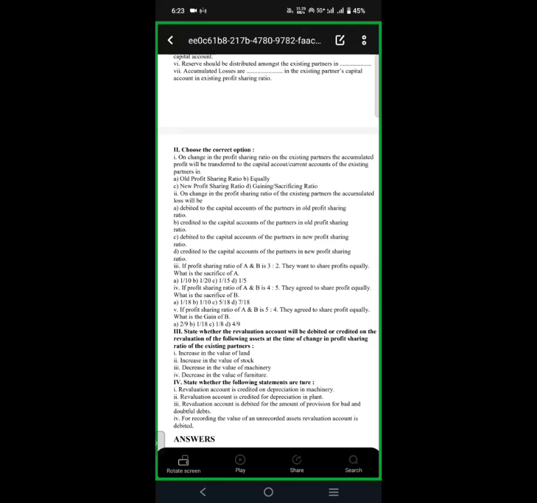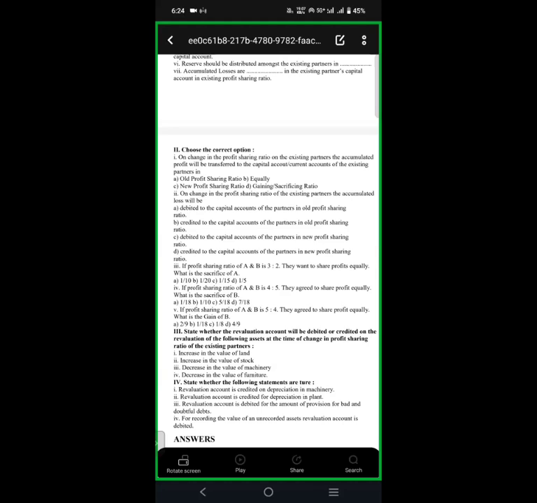Choose the correct option. Old profit sharing ratio. On change in the profit sharing ratio of the existing partners, the accumulated loss will be debited to the capital accounts of the partners in old profit sharing ratio, credited to the capital accounts of the partners in new profit sharing ratio, debited to the capital accounts of the partners in old profit sharing ratio.